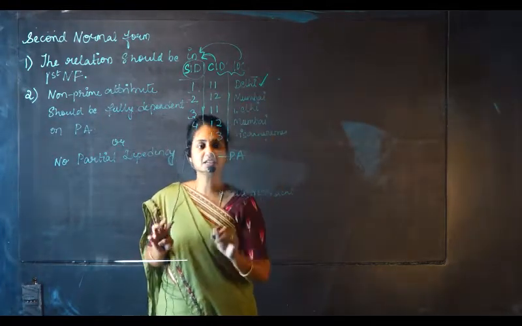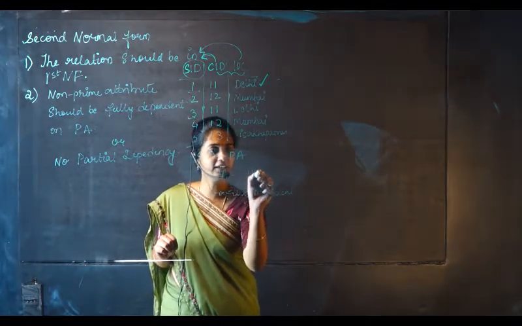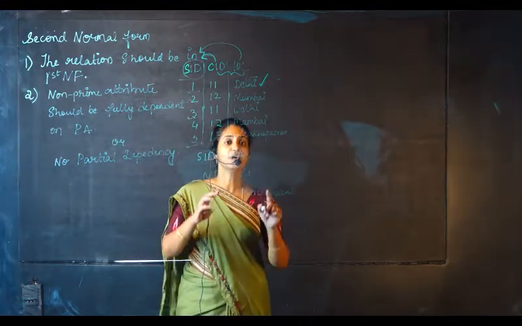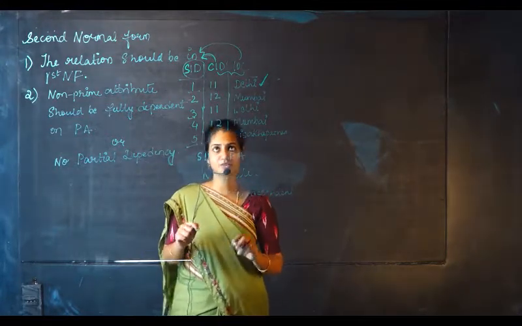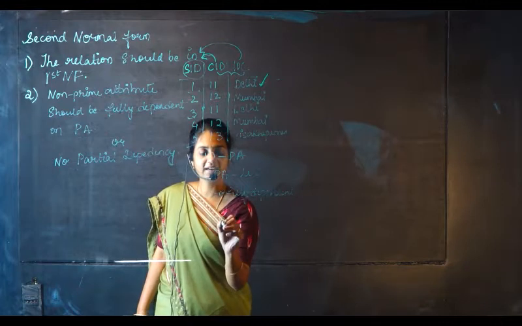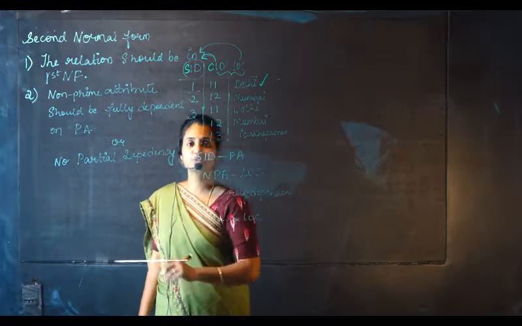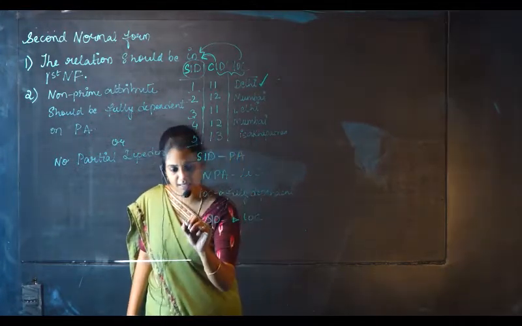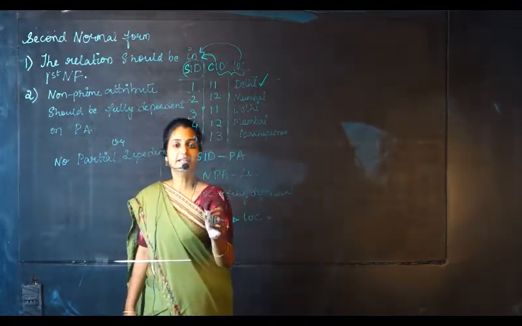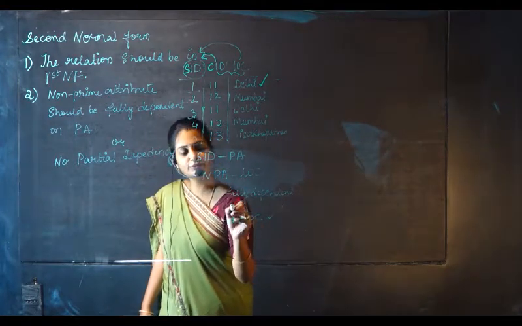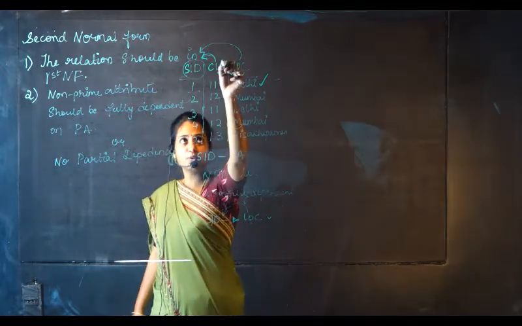So location is the non-prime attribute, yes or no? Location is the non-prime attribute which is fully dependent on the student ID. You can write student ID determines location, so you can determine location using the student ID. This is the functional dependency. As the rule suggests, the non-prime attribute should be fully dependent on the prime attribute. This is fine. Now, what about course ID here?